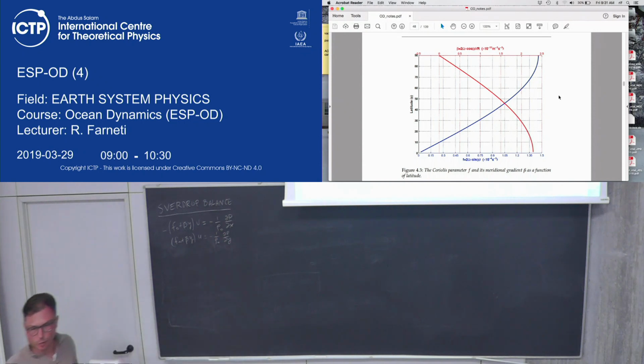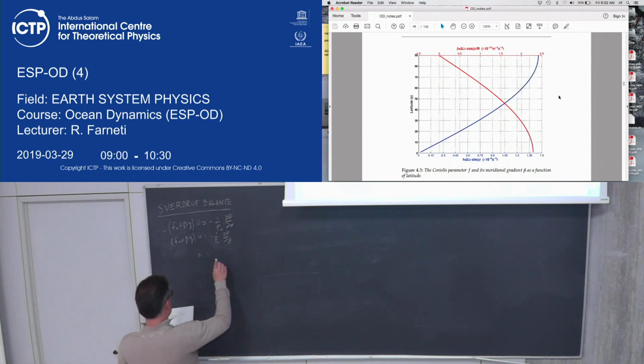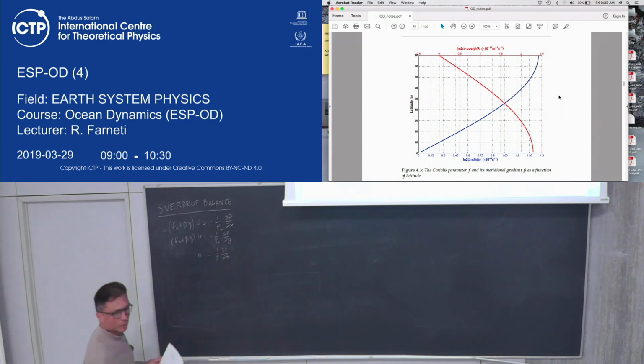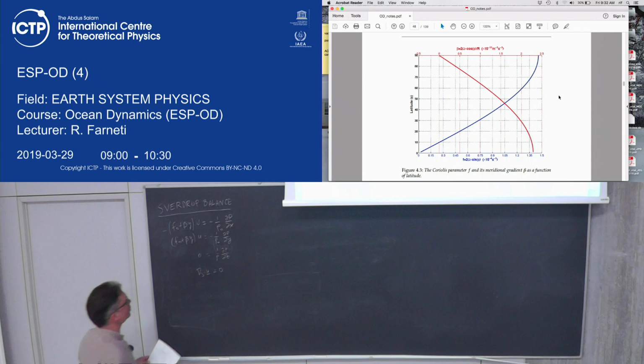Okay, it's just the geostrophic equations, but using the beta plane approximation. And then we have the hydrostatic balance. And then we have mass continuity. Okay. So these are the simple setting of the equations.